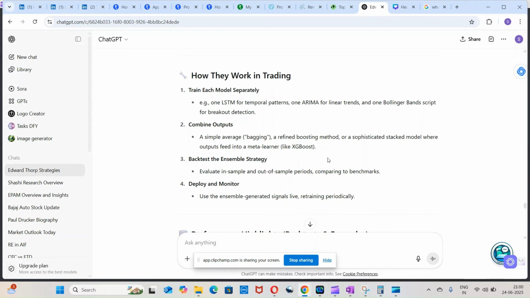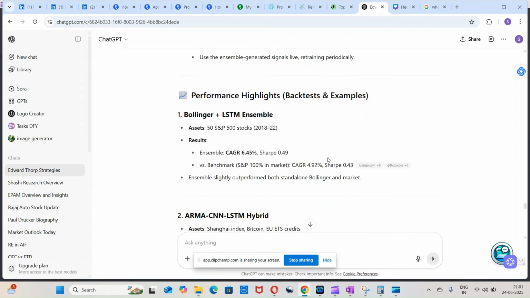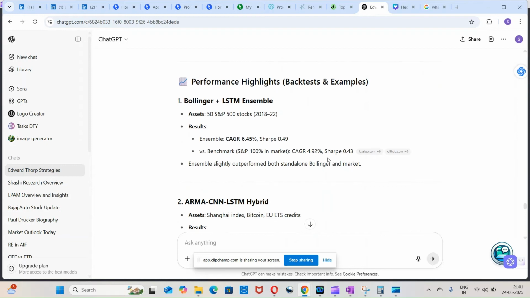And then if the results are positive, you deploy and generate live signals, and retrain the model periodically. Some of the backtest examples, performance highlights of these ensemble models: Bollinger plus LSTM ensemble. So this is Bollinger bands plus long short-term memory models together.